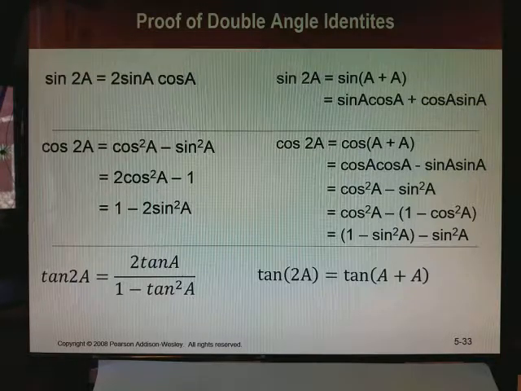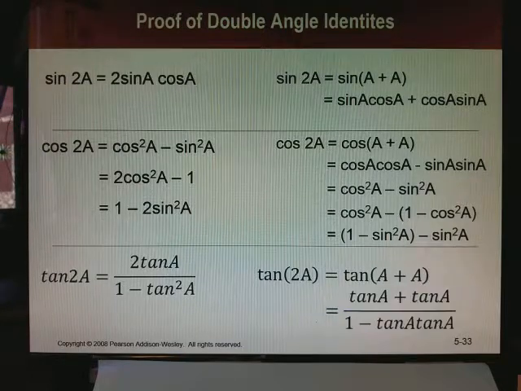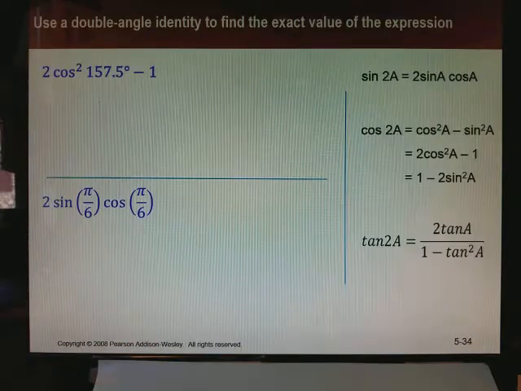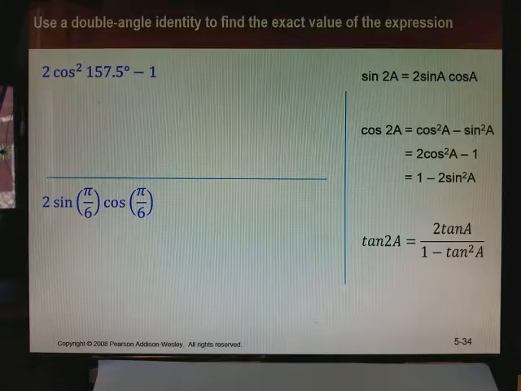All right, tangent of 2a would be the same as tangent of a plus a. And again, use your sum and difference rules. And then notice the denominator, you have tangent of a times tangent of a, and therefore that simplifies to tangent squared of a. So we were able to show you where all those rules came from.